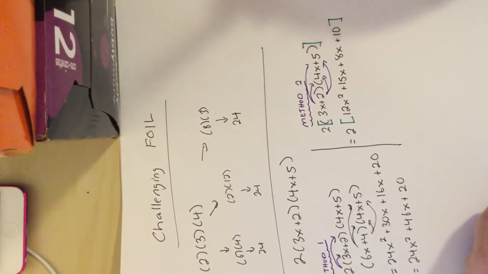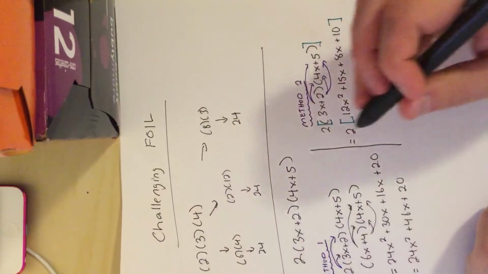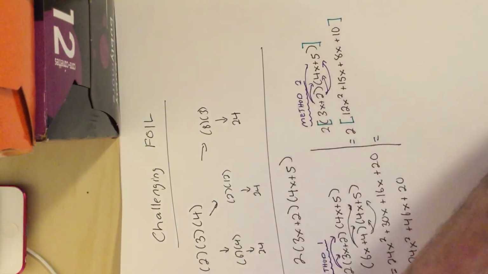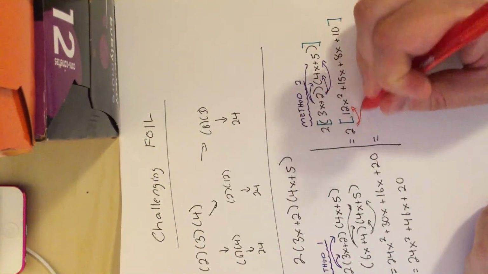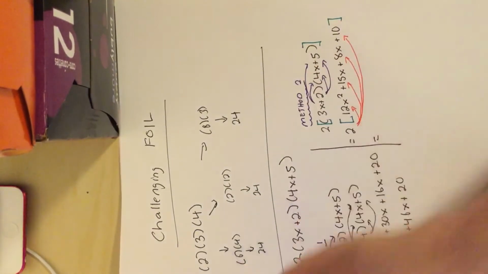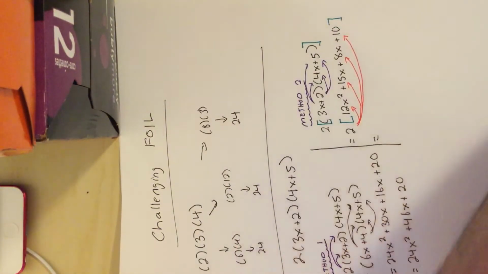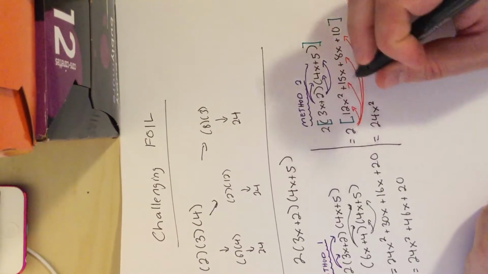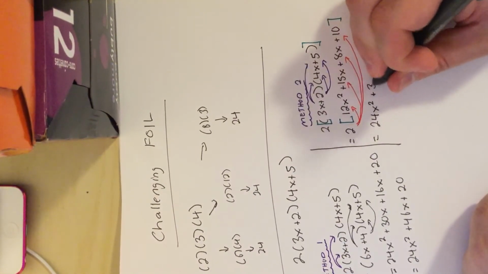Okay. Then what we're going to do is we're going to multiply the 2 by everything inside that bracket. So now the 2 actually multiplies by each term in the bracket. And so we're going to get 2 times 12 is 24x squared. 2 times 15 is 30x.